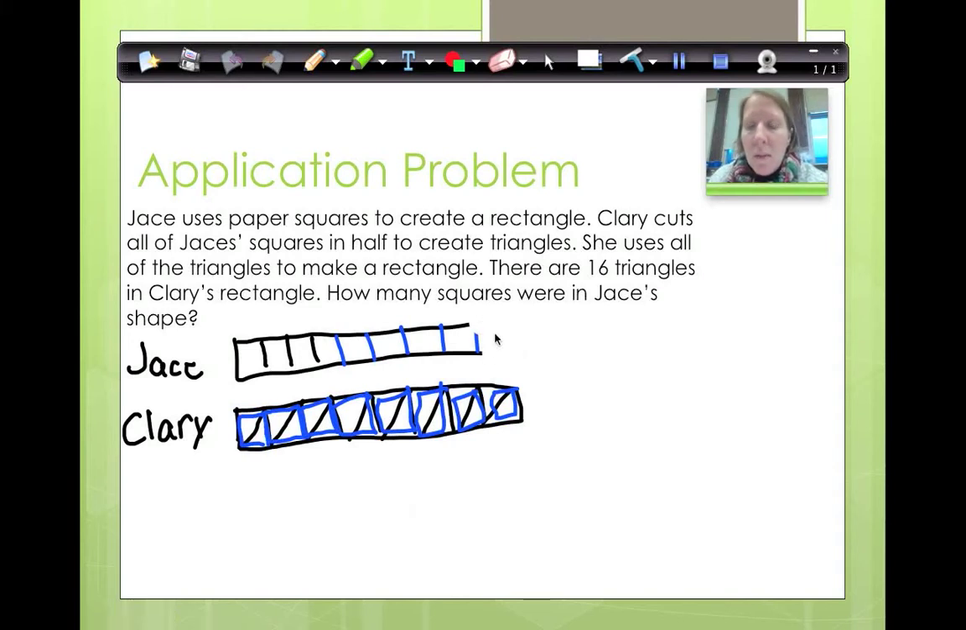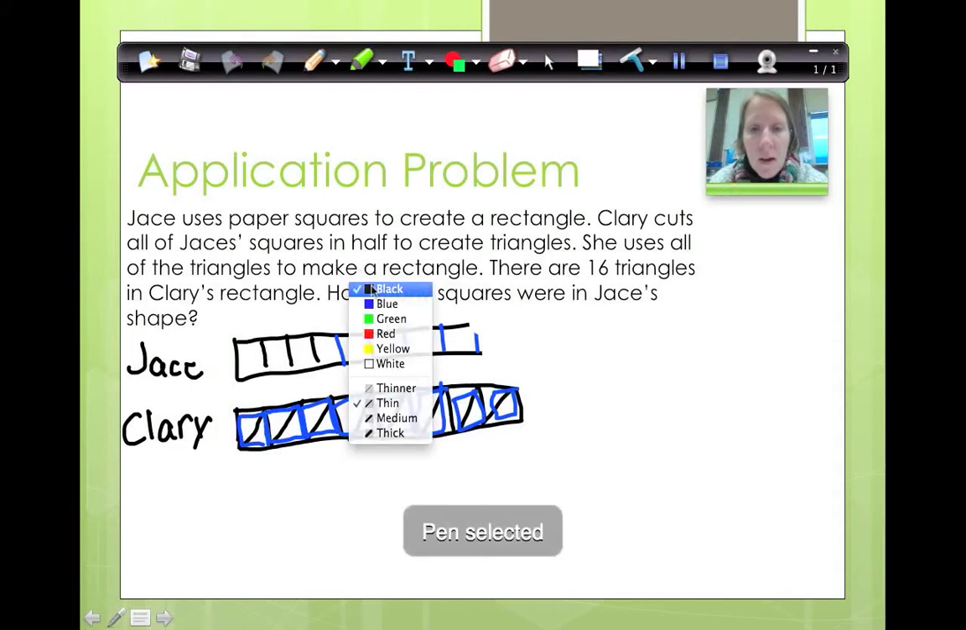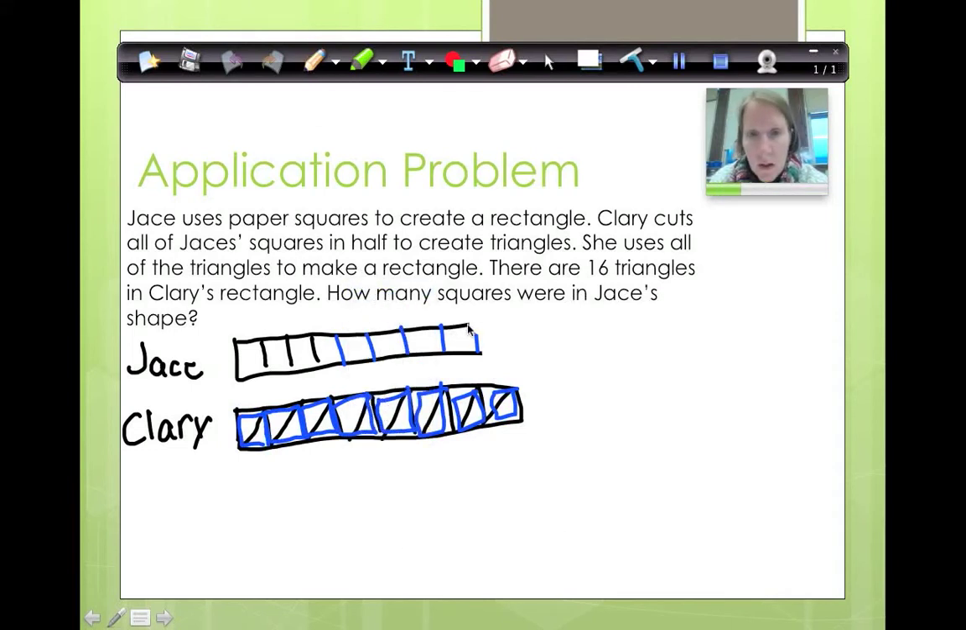Okay, so I can draw a picture like this and just look at it and label it. Sometimes computers are slow on a Monday morning. Pencil selected. There we go. I want black. Okay. Now, these are both the same rectangles. Jace's had, I can count, 1, 2, 3, 4, 5, 6, 7, 8. So how many squares are in Jace's shape? 8. Or we can use a math sentence.